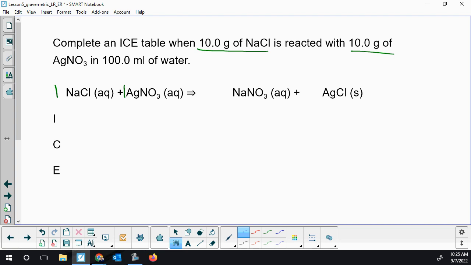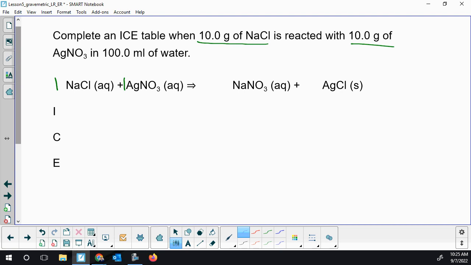So we have to get moles of each of our reactants. Then we can figure out which one's going to run out first. We've got a 1-to-1 ratio, so the lower molar amount is the one that's going to run out. So we've got 10 grams of each. We've got a volume of water, and that water is not going to factor into any of our calculations. The water is why we have aqueous solutions, but it doesn't affect our math.